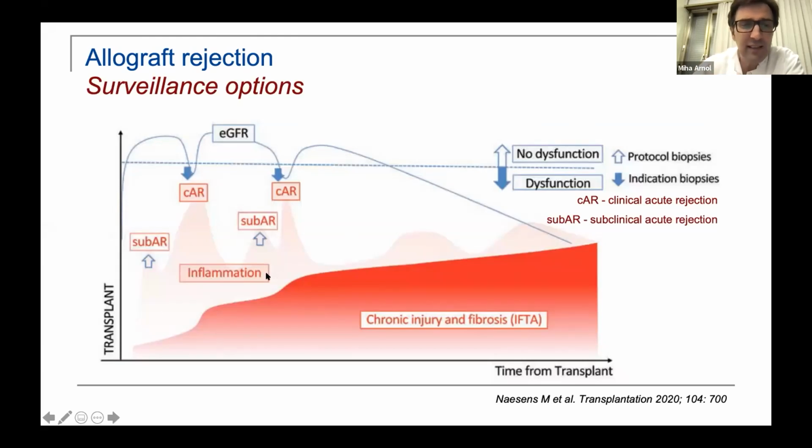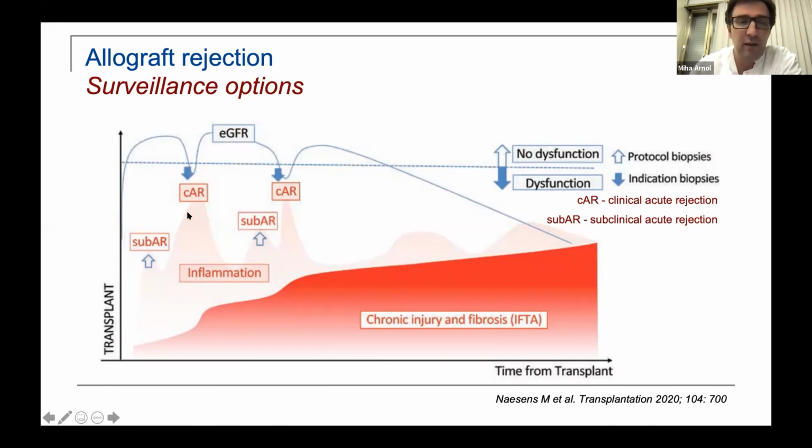So this is the lifespan of the transplanted kidney. And here is the kidney graft function over time. And you can see that if you use only classical surveillance options like serum creatinine and GFR and proteinuria, of course, we can only catch clinical events such as clinical acute rejection. And of course, if we wait long enough for a permanent graft dysfunction, you can see that the chronic injury becomes at some point in time irreversible.